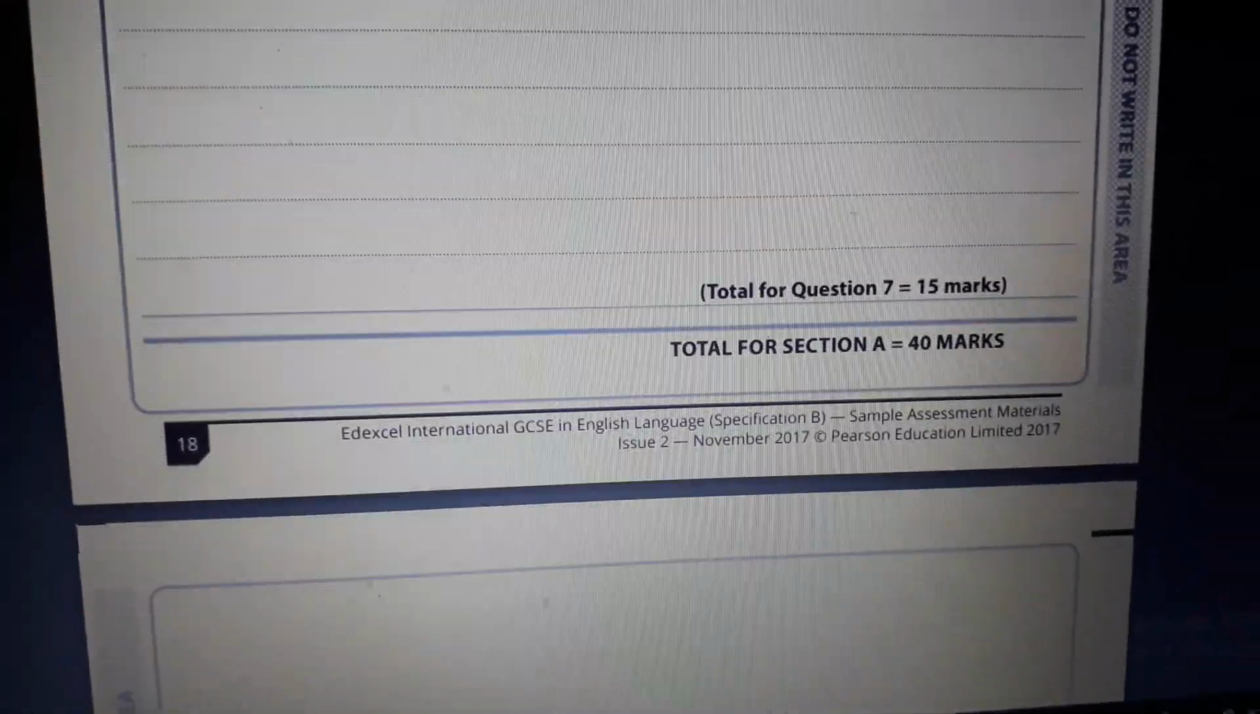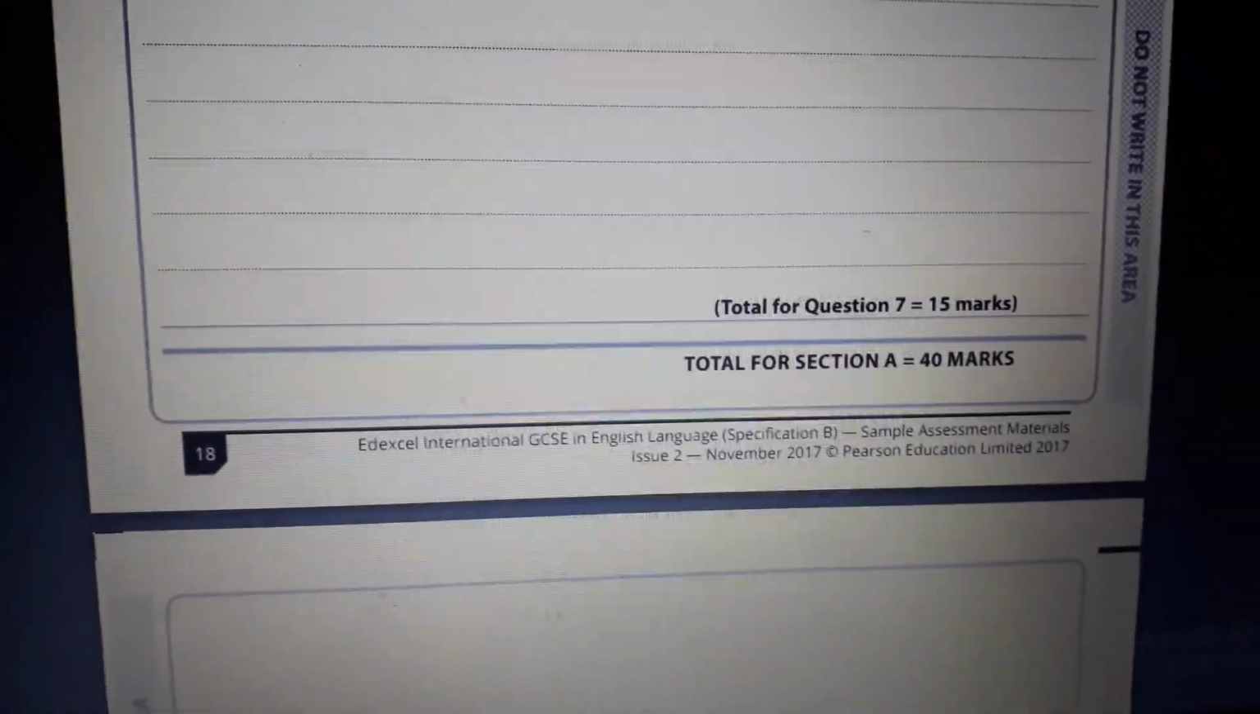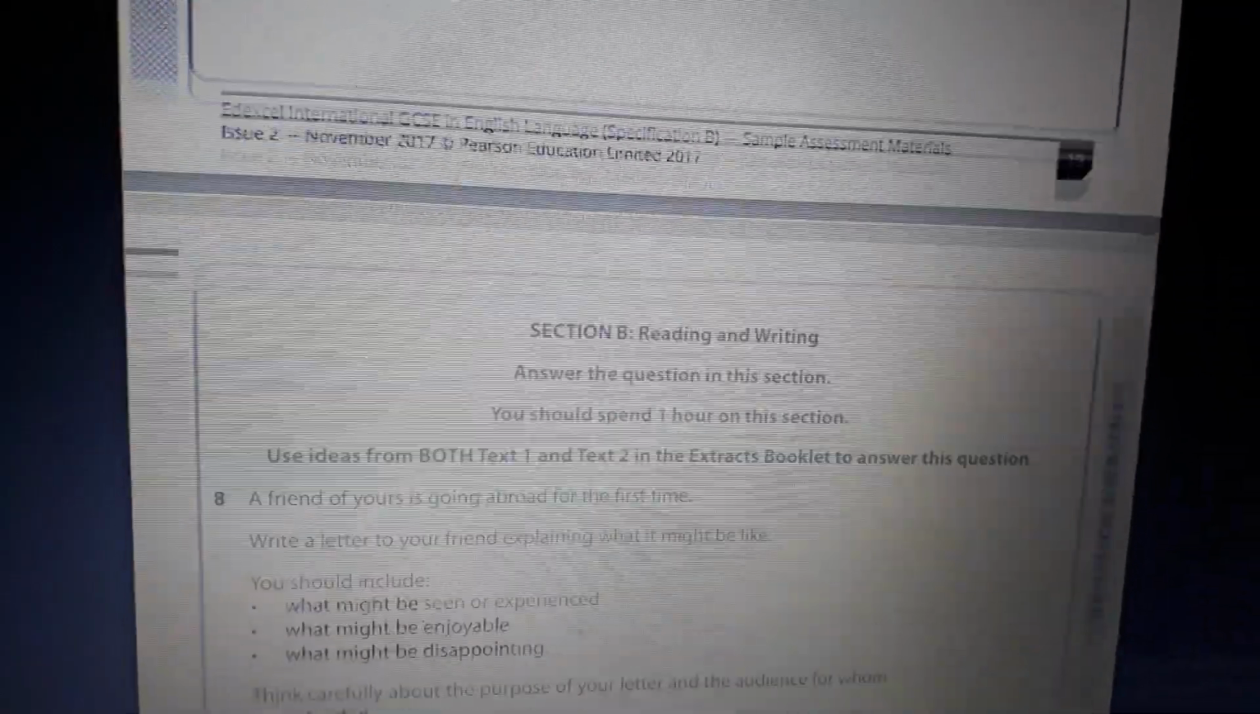Yes, now the screen is clearer. You see, total marks for section A is 40 marks. As you know, this section has been given more marks than before. It used to have 30 marks up till 2018 May, 2019 Jan in Bangladesh, but from 2019 May, 40 marks. So 10 marks have been taken out of section B and section C.